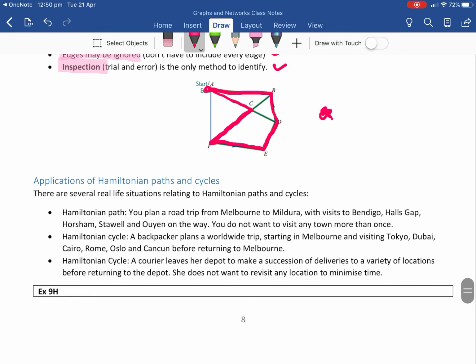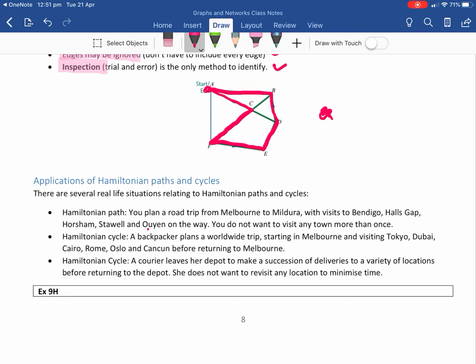The applications of Hamiltonian paths, so why you would want to use it in real life. With a Hamiltonian path, you plan a road trip from Melbourne to Mildura with visits to Bendigo, Halls Gap, Horsham, Stawell, however that's said. You do not want to visit any town more than once. There's no point going to one, going to another, and then going back to that first one. So that's why a path is good.